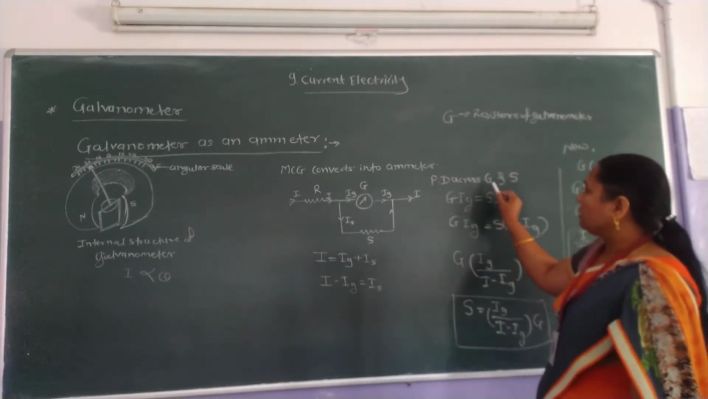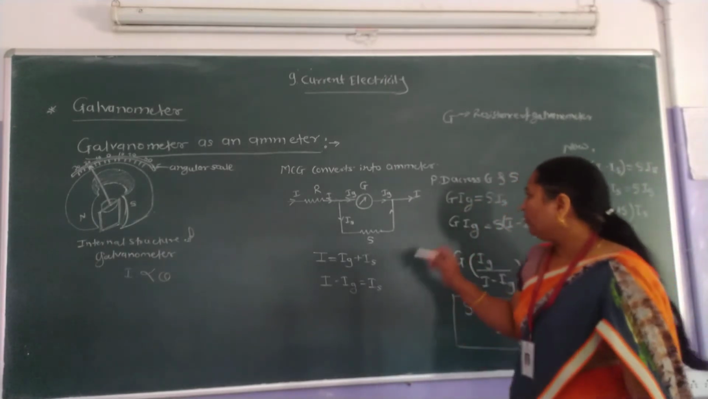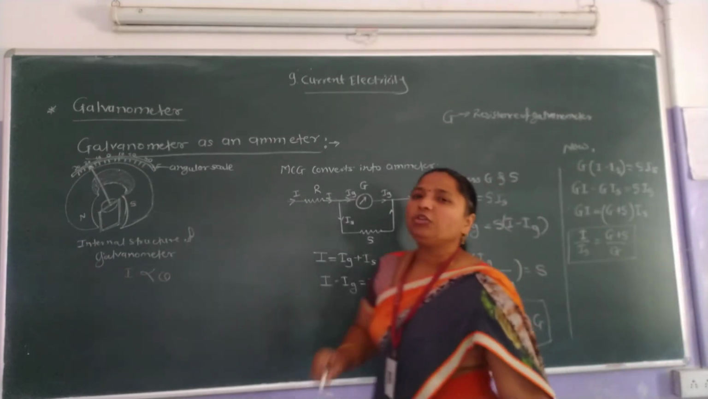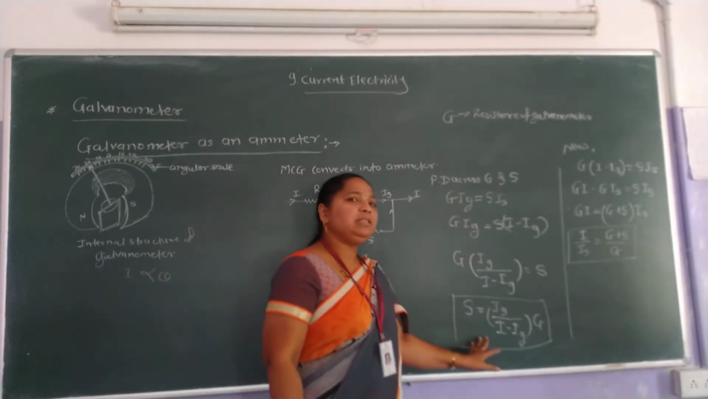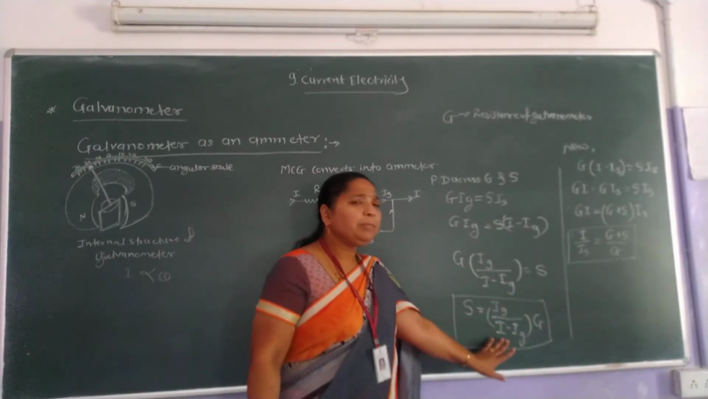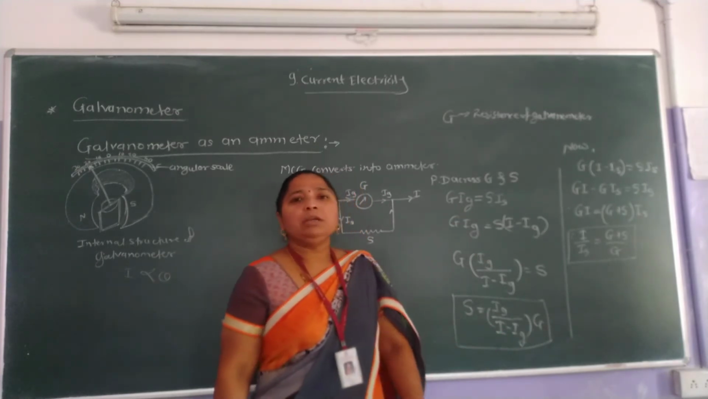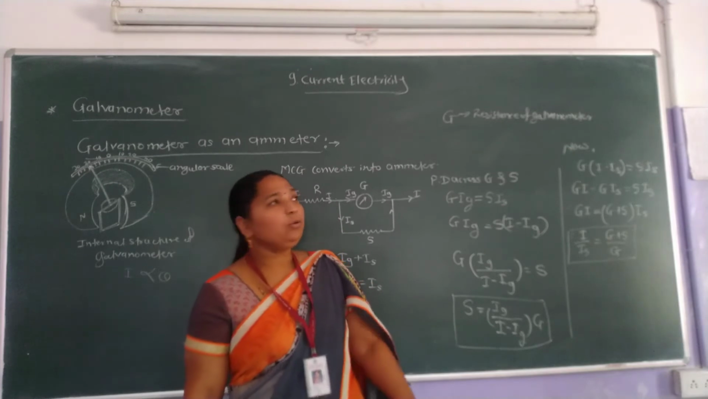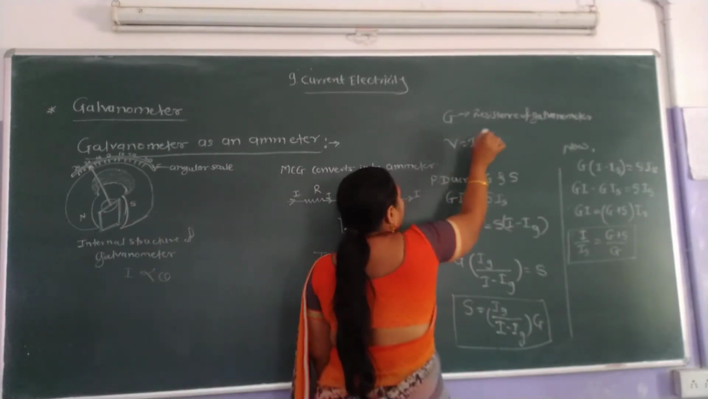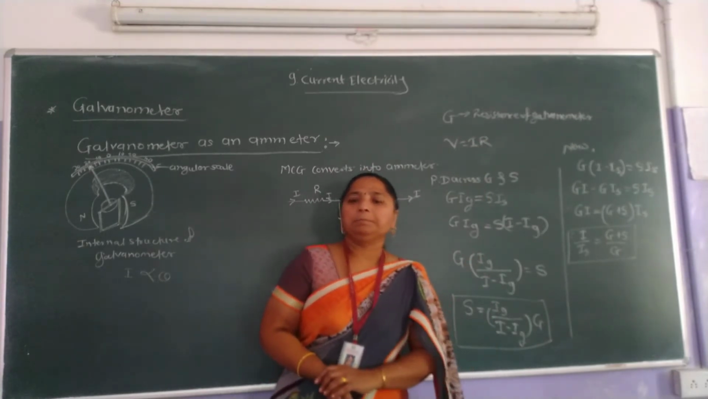Potential drop across G and S both are equal. Therefore, G Ig is equal to S Is, and substituting that value we get the condition S is equal to Ig upon I minus Ig into G. That formula can be obtained from that relation by using Ohm's law, V is equal to IR, where G is the resistance of the galvanometer.